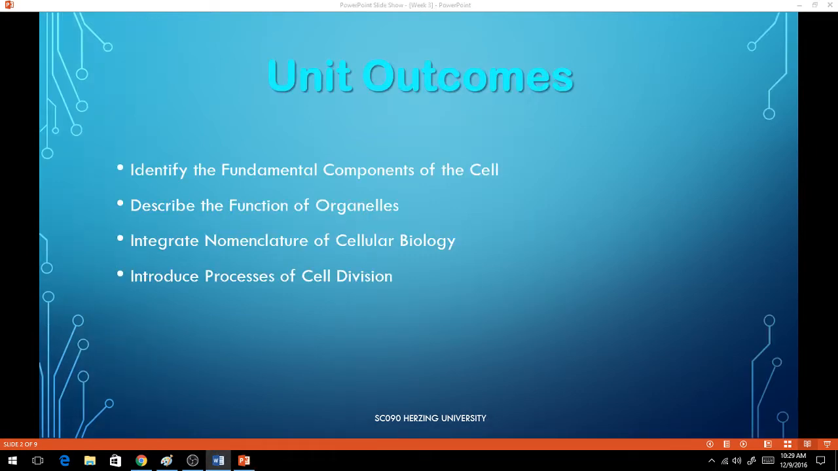As we do each week, we start with a unit outcome slide. Upon completing Unit 3, students will be able to identify the fundamental components of the cell, describe the function of the organelles, integrate nomenclature or the naming conventions of cellular biology, and introduce processes of cell division.